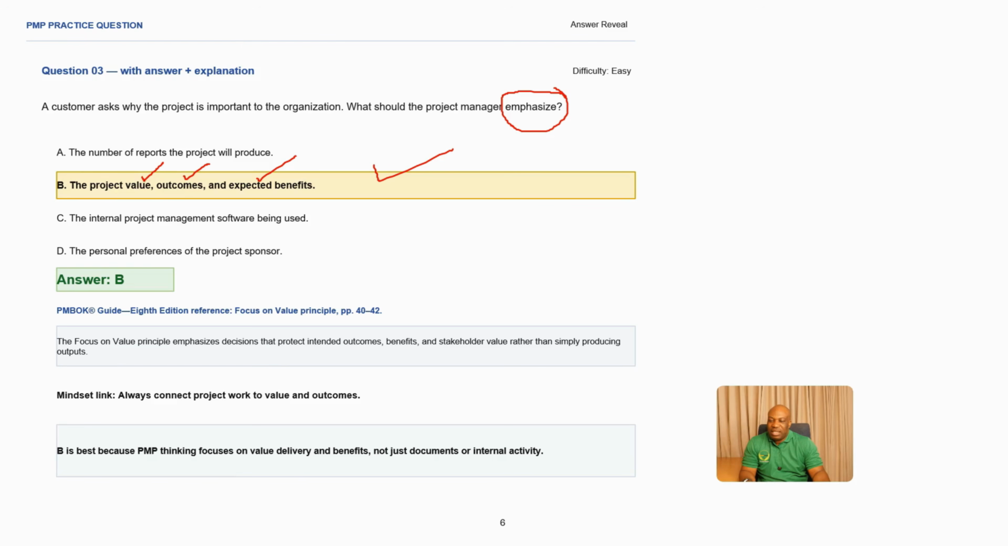So what are we referencing in our PM book? We are referencing page 40 to 42, which says you should focus on value. The value principle emphasizes decisions that protect intended outcomes, benefits, and stakeholder value, rather than simply producing some outputs. So what mindset should we apply here? Always connect project work to value and outcome. So this is a very important mindset to consider here. Making B the best answer because PMP thinking focuses on value delivery and benefits, not just documents and internal activity. Making B the best answer.